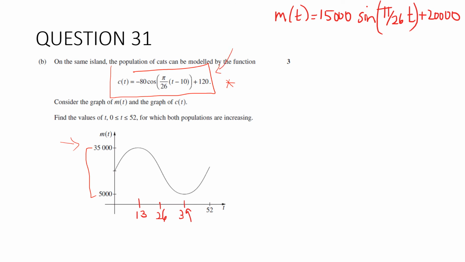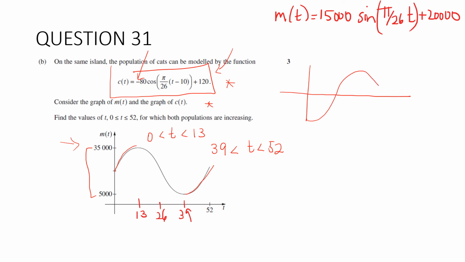Before we do, let's have a look where the mice population is increasing. It's here and here. So between 0 and 13, and between 39 and 52. Okay, let's have a go at trying to graph this. All right, we've got cos, that's our first point. And we've got negative cos, can you see that? So instead of drawing positive cos, I'm going to draw it upside down, like this.